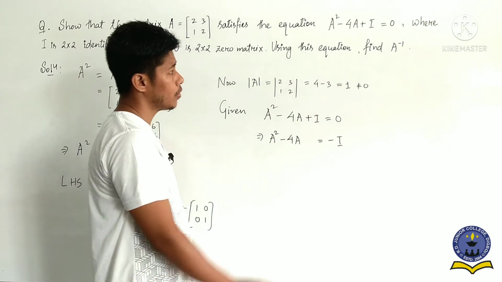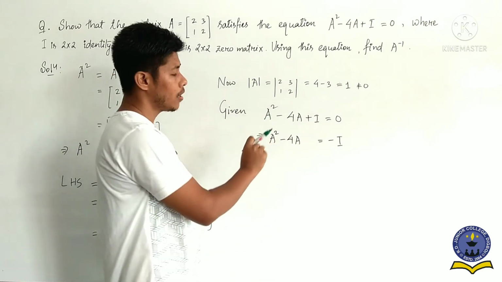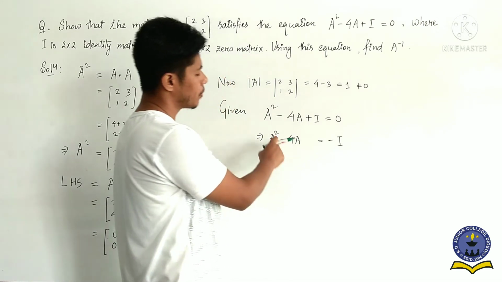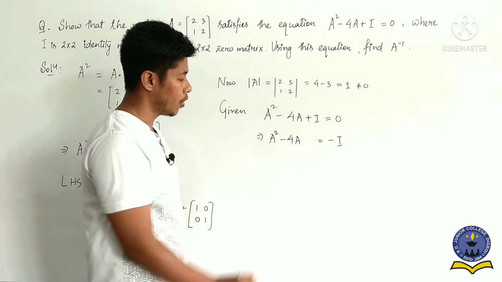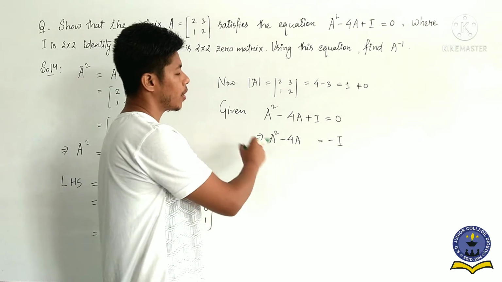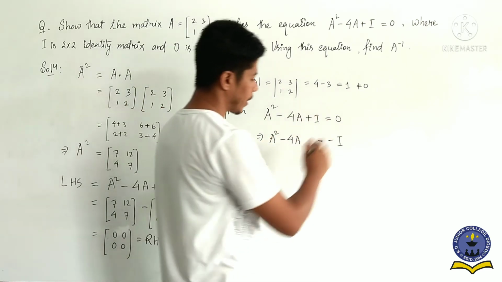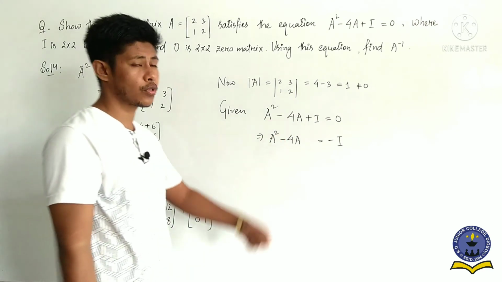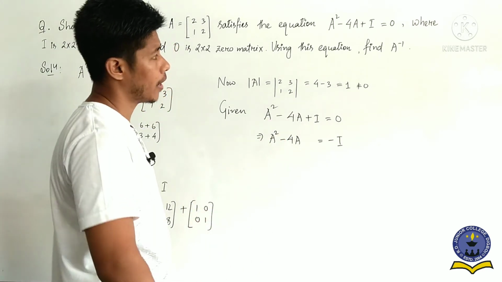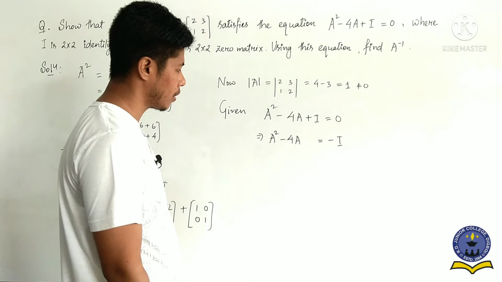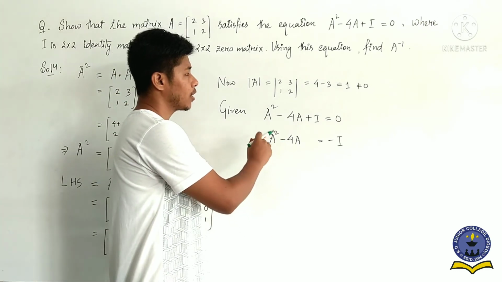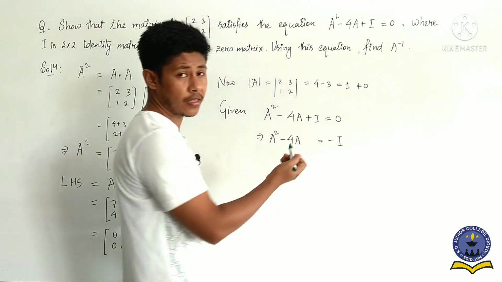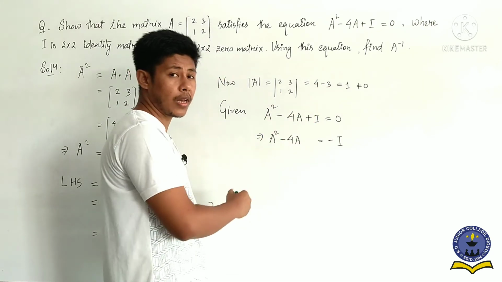So what you have to do, since A inverse exists here, you see the constant term 4 is here. So what you have to do is post multiply by A inverse on both sides. In brackets you write this, then we get the value of A inverse. So this is the process of finding A inverse from a given equation: post multiplying by A inverse on both sides. Because A inverse exists here, only for that reason can we multiply.